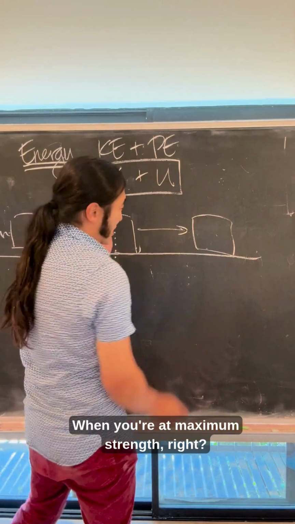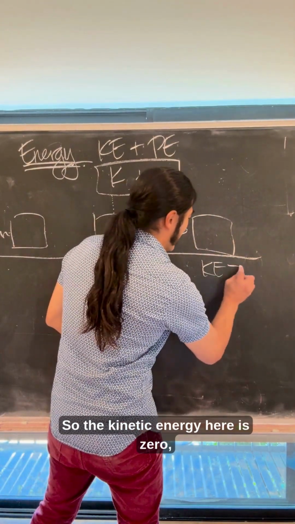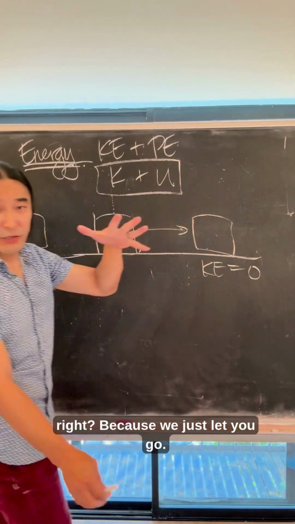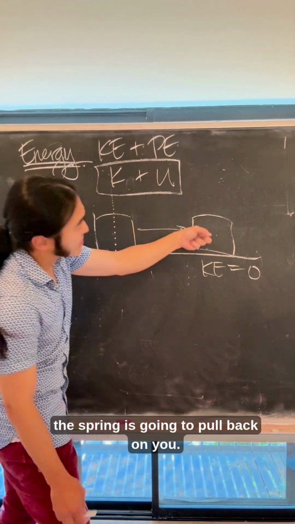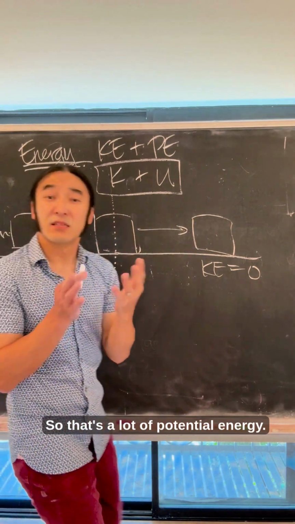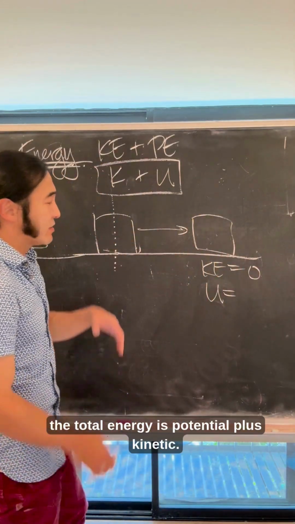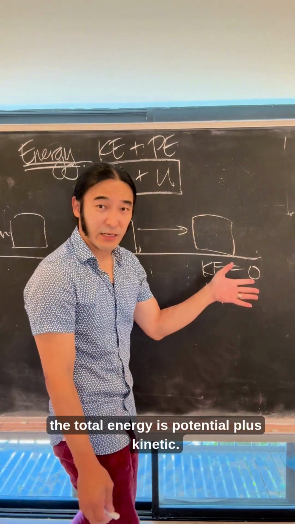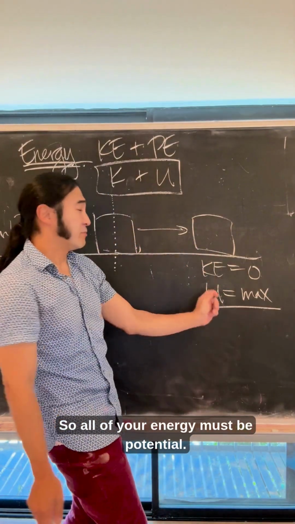When you're at maximum stretch, right? The second I let you go, you're not moving. So the kinetic energy here is zero, because we just let you go. However, because of your position, you're not at equilibrium, the spring is going to pull back on you. So that's a lot of potential energy. You're going to have maximum potential energy because of conservation of energy, the total energy is potential plus kinetic. Because of your position, you have energy, but you're not moving at all. So all of your energy must be potential.